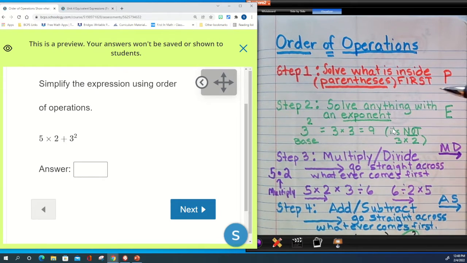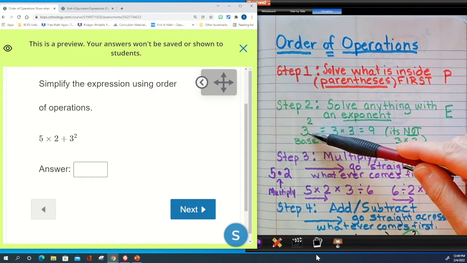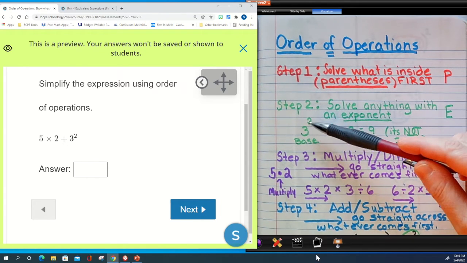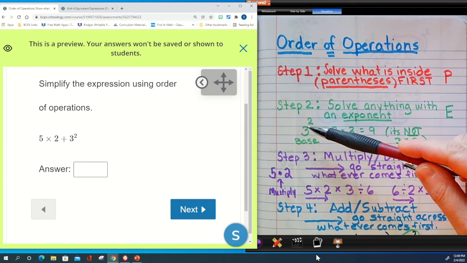Step 1, you want to do what's inside parentheses first, anything within parentheses. Step 2 is you need to solve those exponents. Remember, exponents are not repeat addition, they're repeat multiplication. So the base is telling us that we have the number 3. The exponent is telling us how many 3's we have. So we have 2 3's, but we're multiplying the 3's up against themselves.